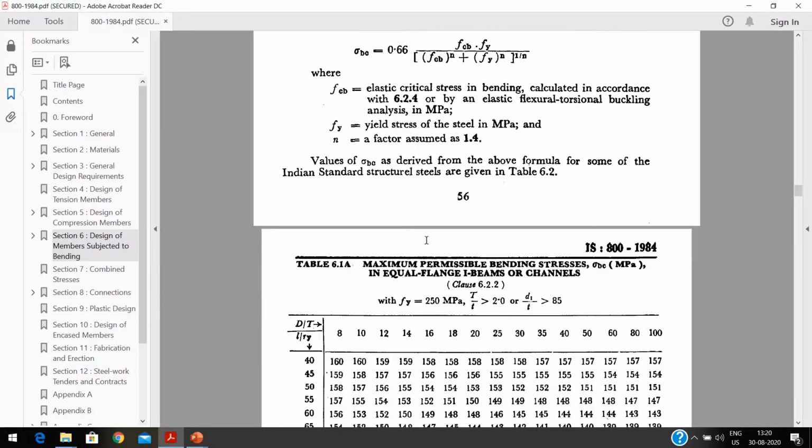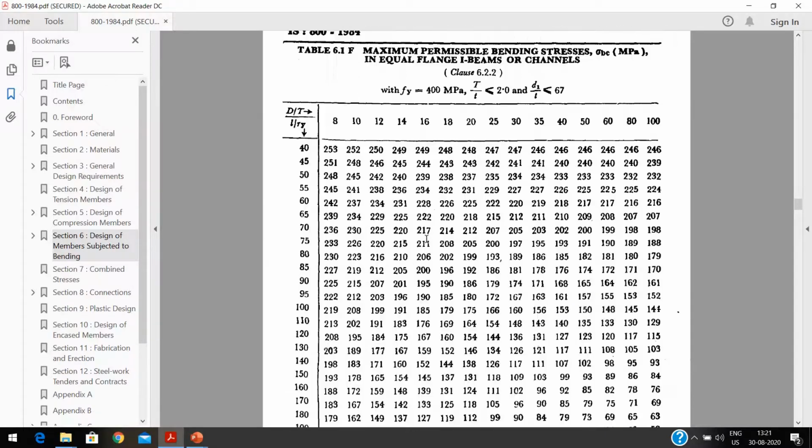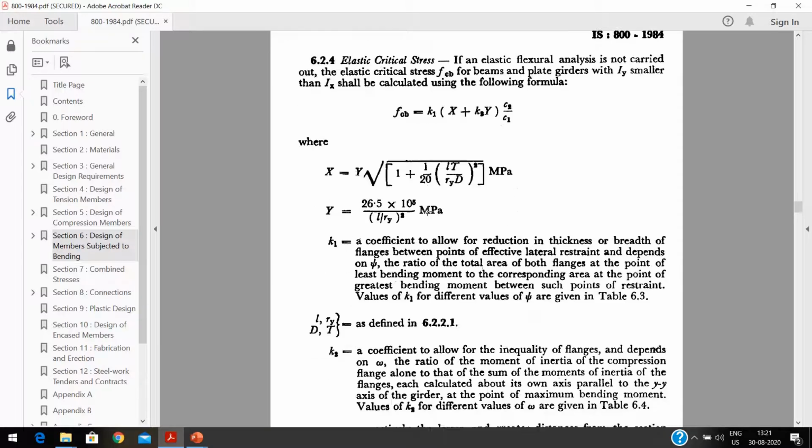The next clause gives how to calculate this elastic critical stress. We have the formula FCB equals K1 into X plus K2 into Y into C2 divided by C1. X we have the formula over here, Y we have the formula over here, but all these things have been given in the table below. So we are going to see those.